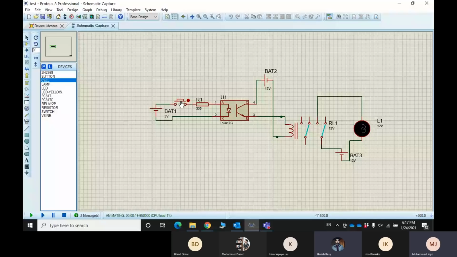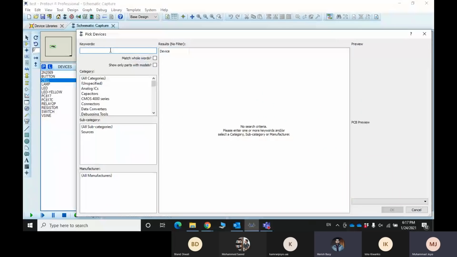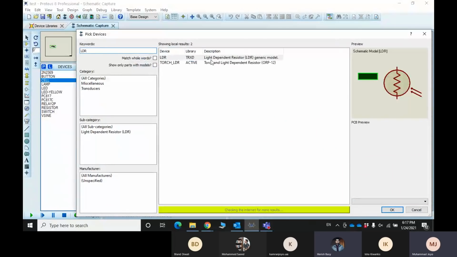Now instead of a switch, we can also attach any type of sensor here, like the sensor that we discussed earlier, an LDR. Let's see if we have an LDR over here so we can work on it. Okay, we have it.